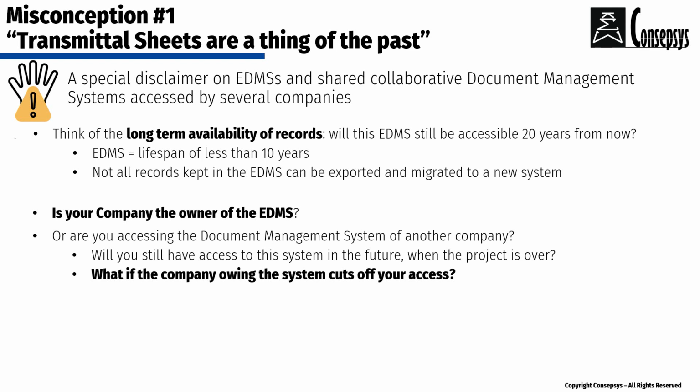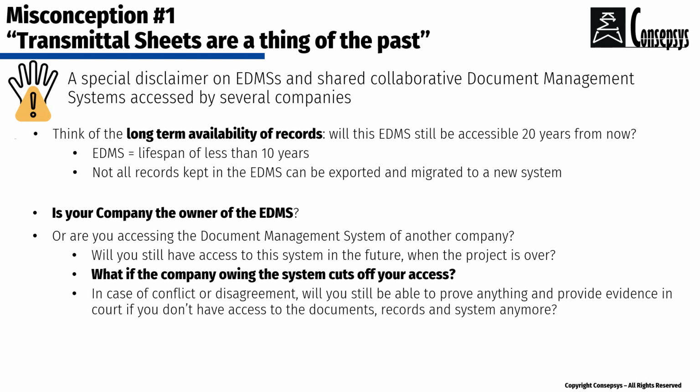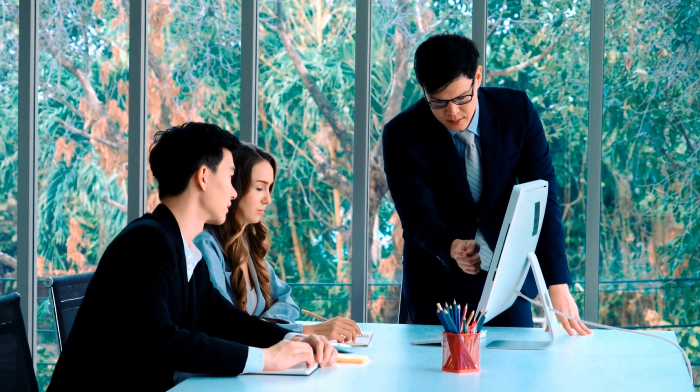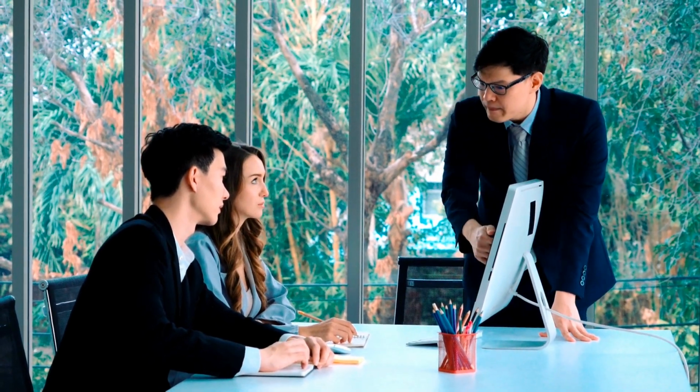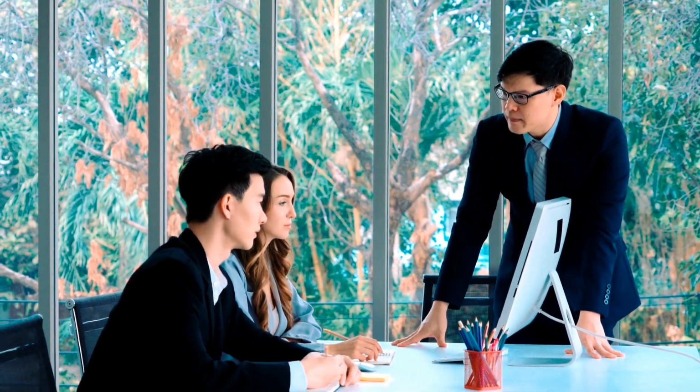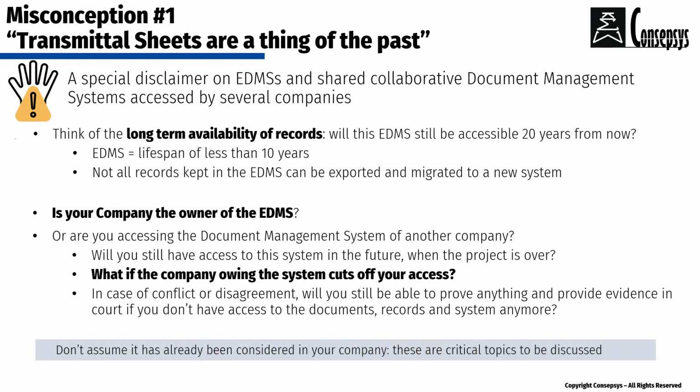What if the company owning the system, for example the client, cuts off your access? And in case of conflict or disagreement, will you still be able to prove anything and provide evidence in court if you don't have access to the documents, records, and system anymore? Don't assume it has already been considered in your company. These are critical topics to be discussed.